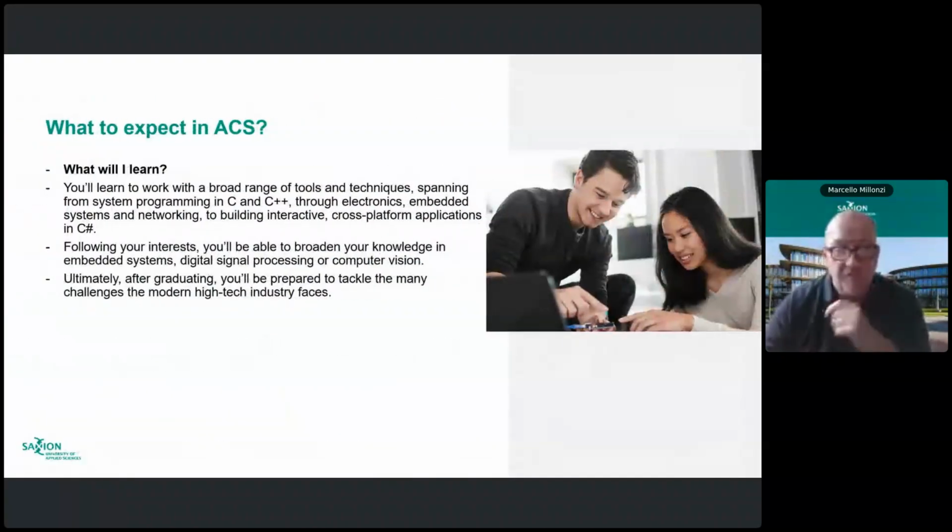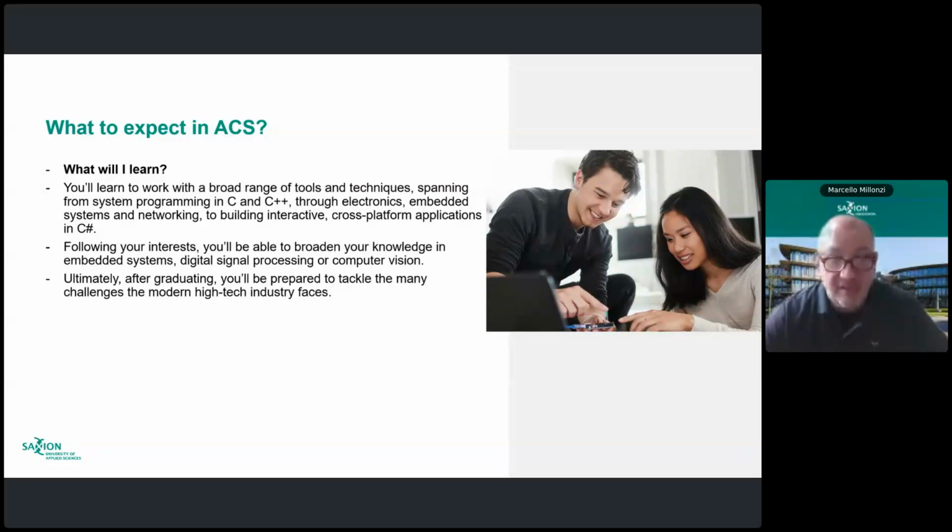Specifically for applied computer science, what can you expect? There is a broad range of tools and techniques. You will be learning a lot of programming languages, such as C and C++, but that is always connected to apply that in the electrical engineering sense, in embedded systems. It has to do with Internet of Things, connectivity. So this is really about computer engineering in that field of application.